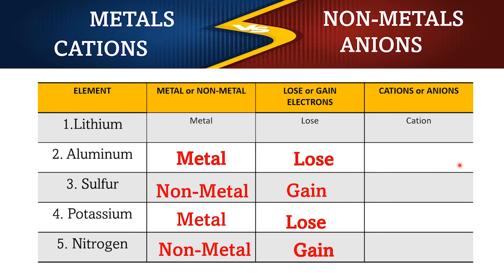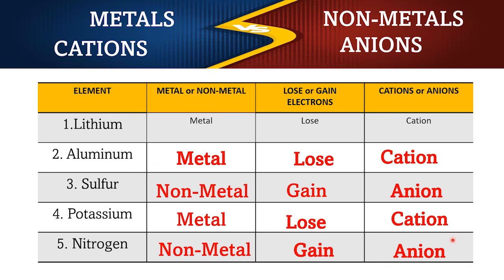Now let's identify what type of ion it will be. For aluminum, it tends to lose electrons, then it will become a cation. For sulfur, it tends to gain electrons, so it will become an anion. For potassium, it is a cation, and for nitrogen, it is an anion. I hope you got a perfect score on this activity.